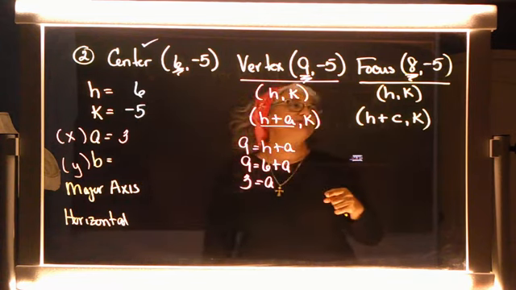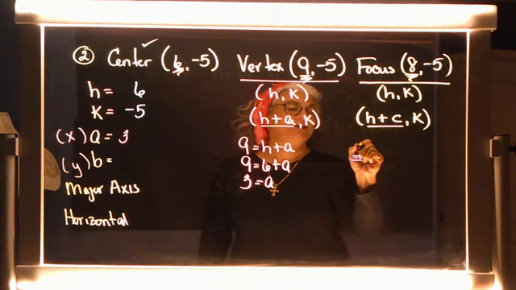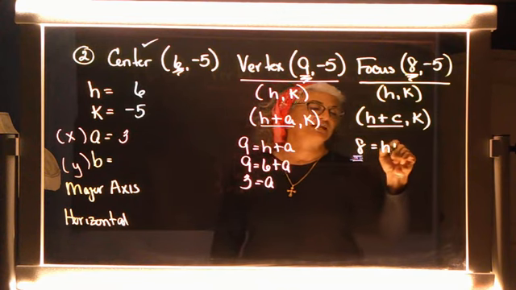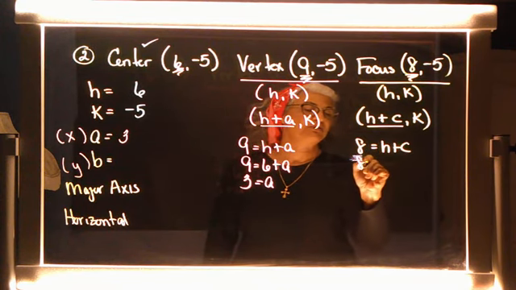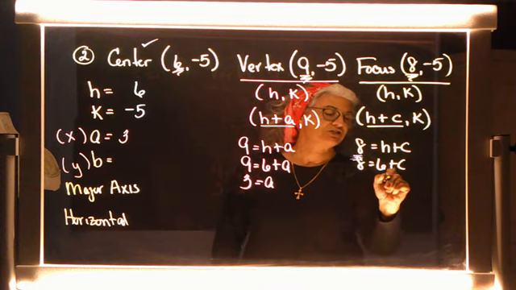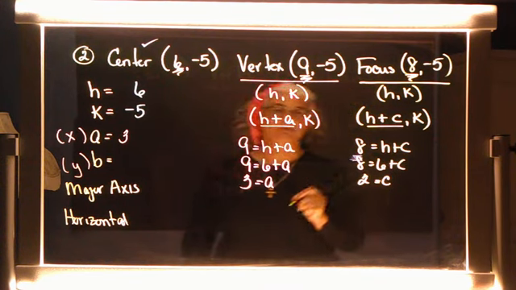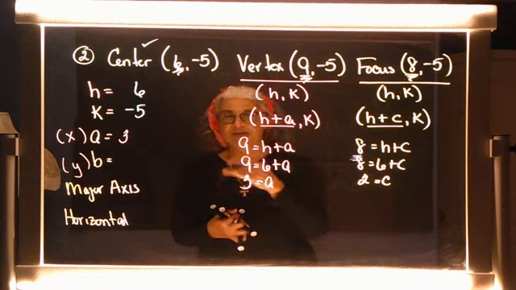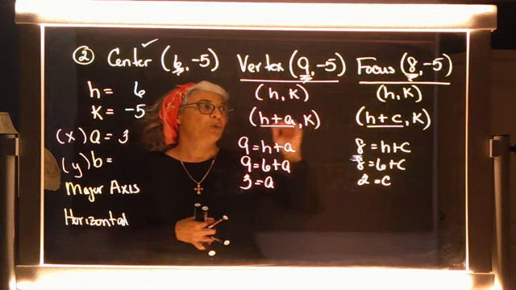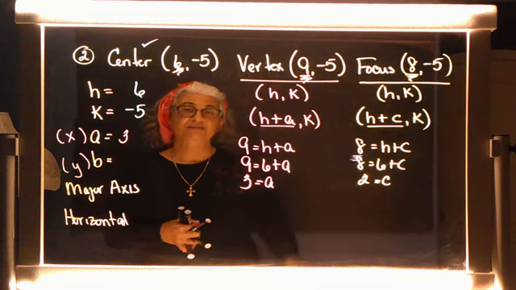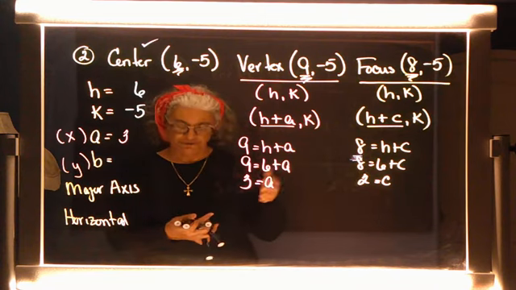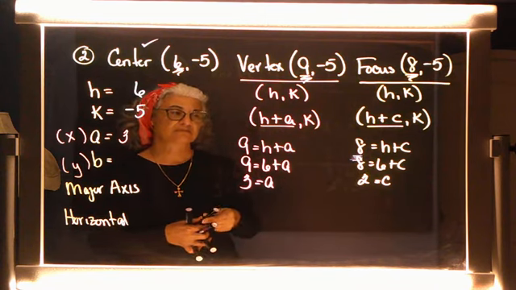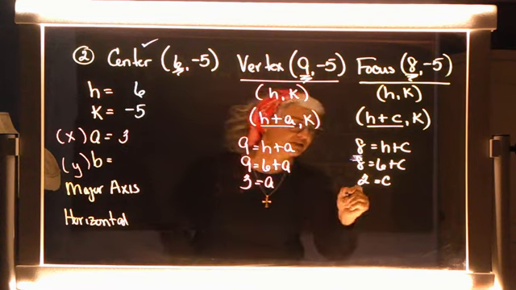So 8 is in the place of H plus C, correct? So that means 8 is equal to H plus C. I know the H, which means I just found that C equals 2, didn't I? Okay, help me out here. When you're working with the foci, how do you find C?